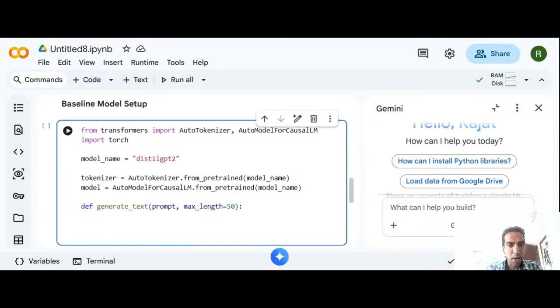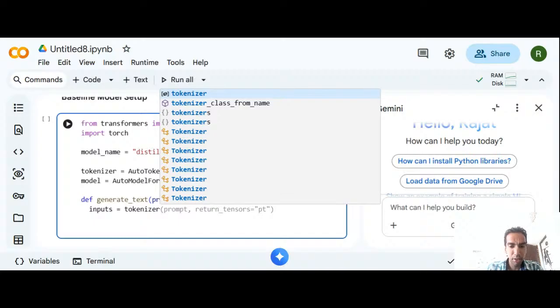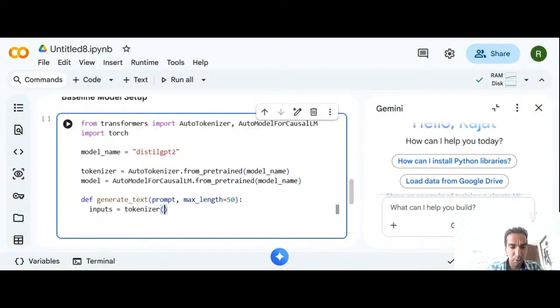Okay, so we are writing a helper function here. Please write this a little fast. Okay. So we have extracted the distilGPT tokenizer, using this tokenizer to tokenize the input prompt. This prompt we will give beneath.